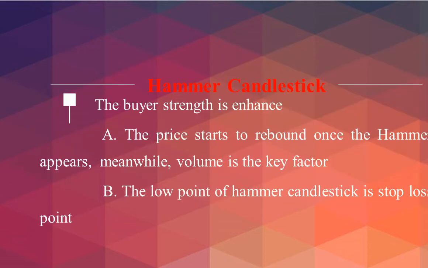Then we can see the hammer candlestick. The buyer's chance is enhanced. The price starts to rebound once the hammer appears. Meanwhile, volume is the key factor. The low point of the hammer candlestick is the stop loss point. Okay, if you see the price fall below the low price of the candlestick, you should stop loss.